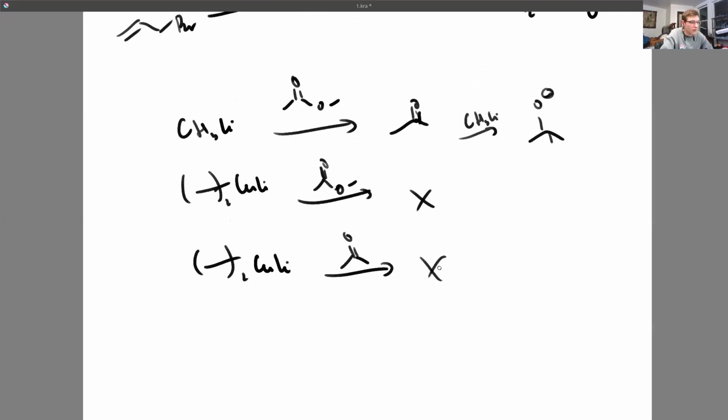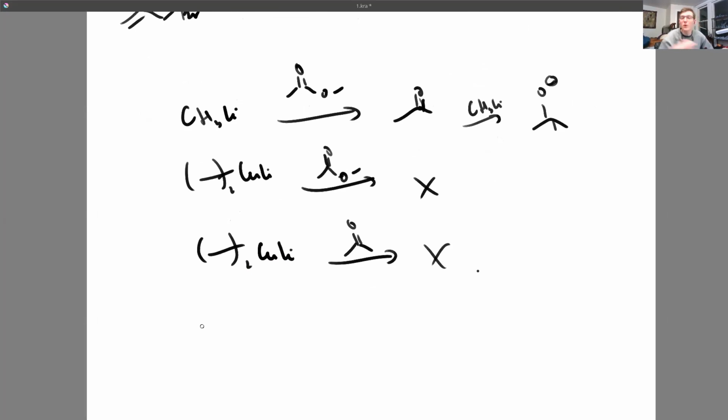Okay. So the reason that these are useful in the first place is because you can give them, and they won't make tertiary alcohols. They will stop at a ketone. They won't stop at an aldehyde, but what can you do?